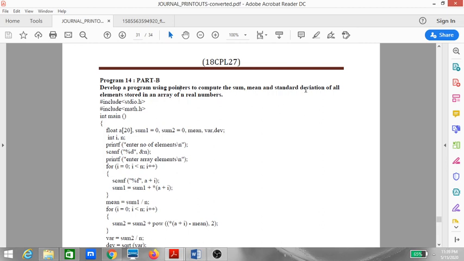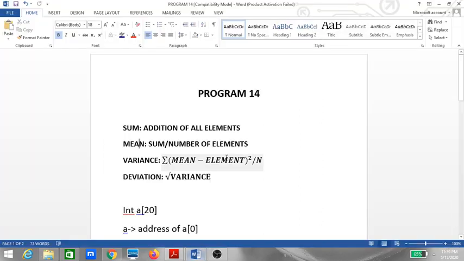So first let us look at the formula and understand what is sum, mean and standard deviation, and then we'll have a brief look at what are pointers. So here if you all see, I've written some formulas. Sum is equal to the addition of all elements. So if I have numbers 1 2 3 4 5, then it will be addition of 1 plus 2 plus 3 plus 4 plus 5, and that will give you the sum. This is very normal addition that we do.